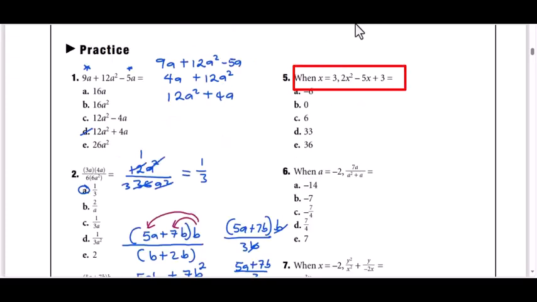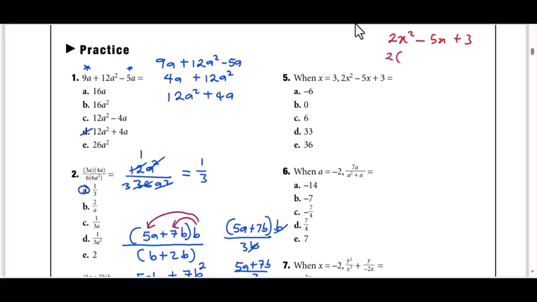Okay, question number 5 says x is equal to 3. Solve for 2x squared minus 5x plus 3. Okay, so let me just write it out: 2x squared minus 5x plus 3, and x is equal to 3. So we are going to substitute 3.